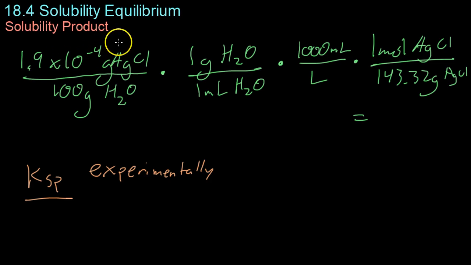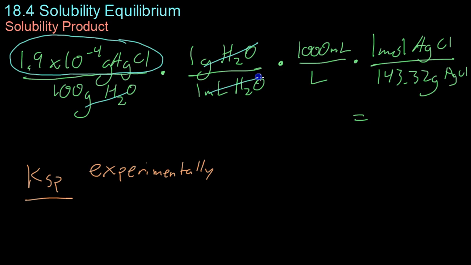So, if from experimentation we determined that the maximum amount of silver chloride soluble in 100 grams of water was 1.9 times 10 to the negative 4th grams, we could determine exactly the molarity of that solution for the silver chloride through this process. Basically what you do is you take your 1.9 times 10 to the negative fourth grams of silver chloride for every 100 grams of water, and then you just solve for the molarity.